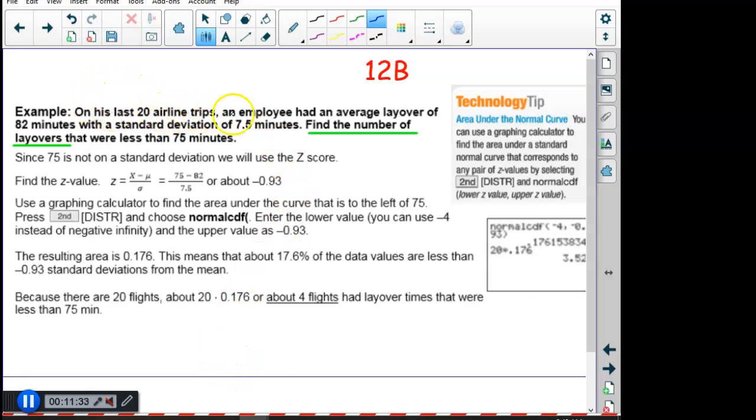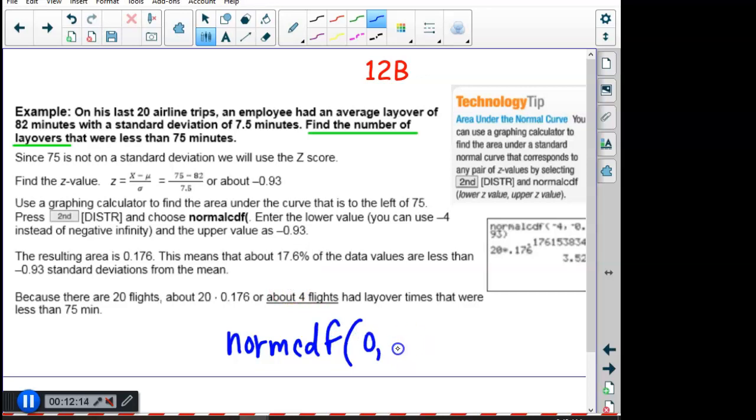On his last 20 airline trips, an employee had an average layover of 82 minutes with a standard deviation of 7.5 minutes. Find the number of layovers that were less than 75 minutes. Okay, if we're going to use the calculator, I'm not going to do what they did. They did z-scores, but we could do norm CDF. If you want to know all of the flights or layovers less than 75 minutes, what's the lower limit? Yeah, we could put 0, right? So wouldn't that be the easiest way?